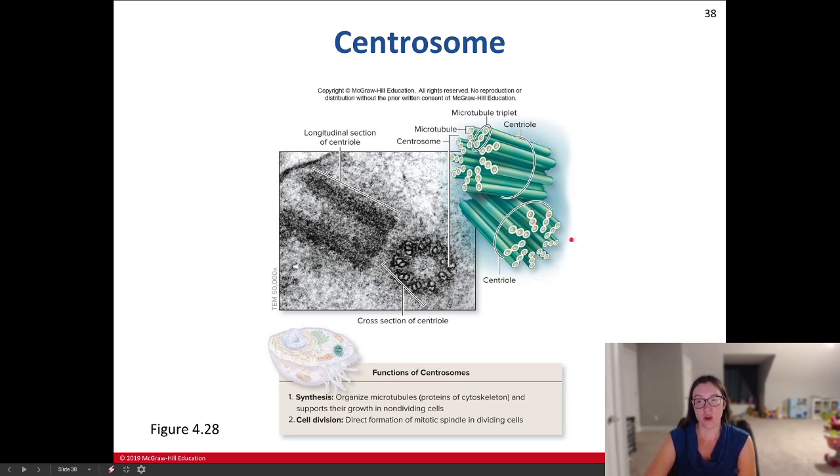And so they're going to kind of oversee all the microtubules in the cell, as well as form the mitotic spindle during mitosis.